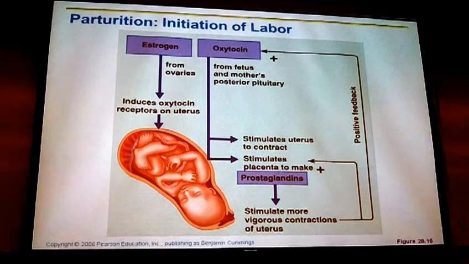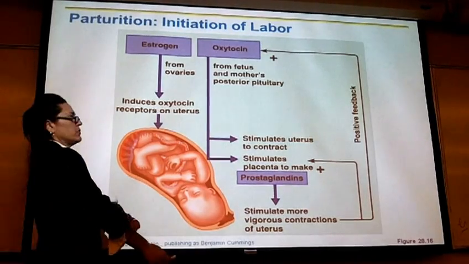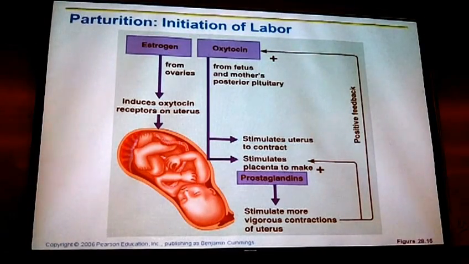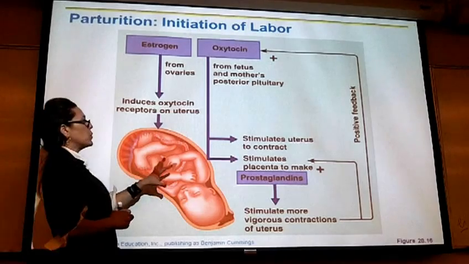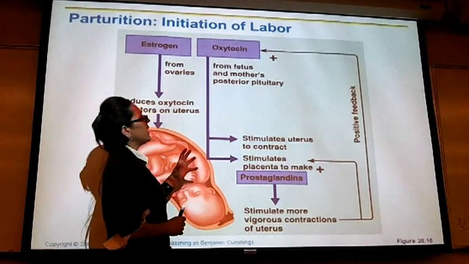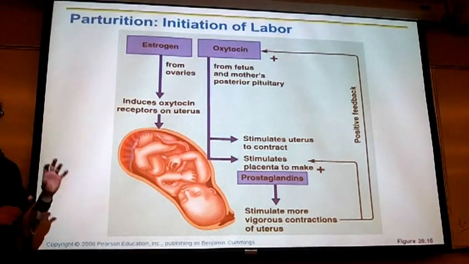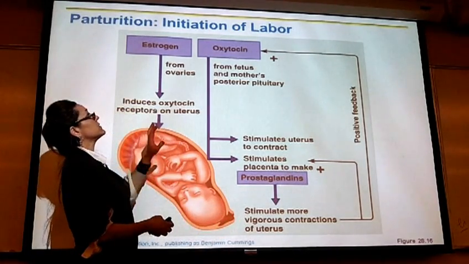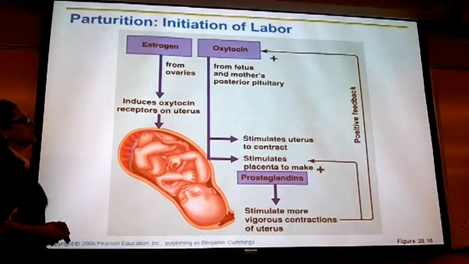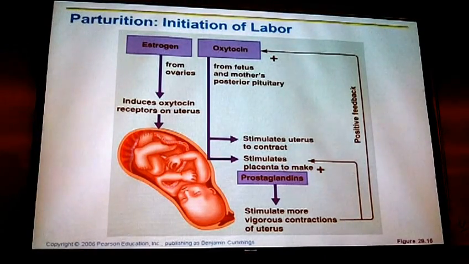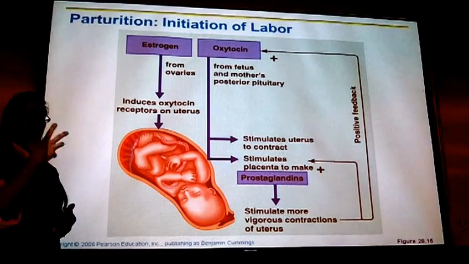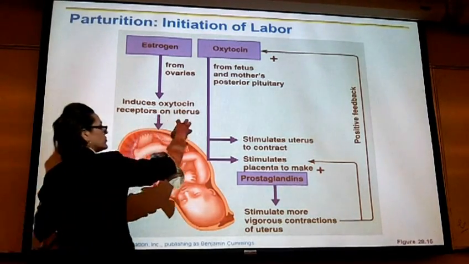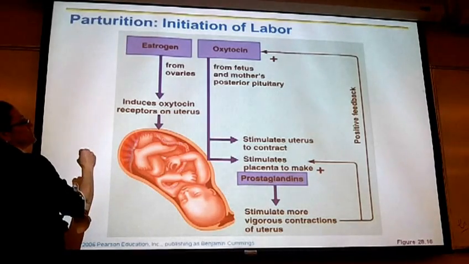So, setting up true labor. First of all, we said the oxytocin levels will start to rise in mom, because estrogen levels are starting to rise. That will make the uterus more sensitive to oxytocin, and that will cause more oxytocin to be released. Also, the cervix stretching will set up a reflex that causes more oxytocin to be released. Now, the fetus also is releasing oxytocin, so the fetus has some say-so into when labor is going to happen. That will all target the uterus and cause the uterus to start to contract.